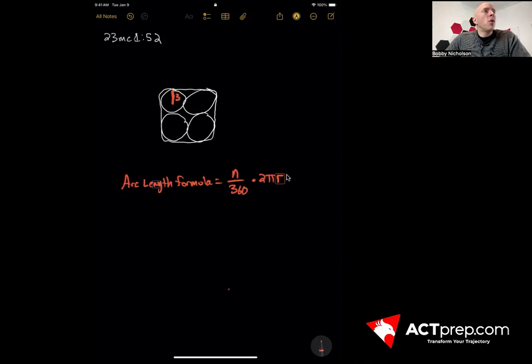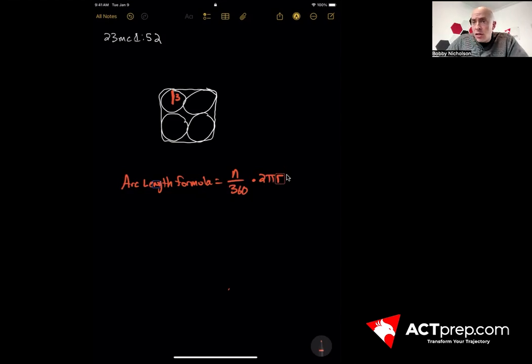A wire binds four identical posts together as shown below. Each post has a 3-inch radius. What is the length to the nearest inch of the shortest wire that will go around the four posts without overlap? So you will need to know your arc length formula to do this easily.